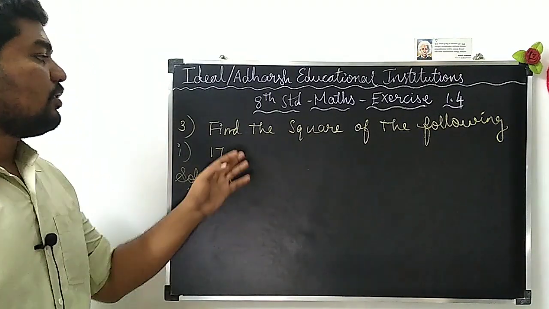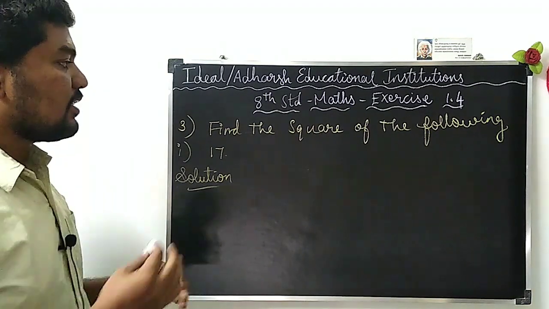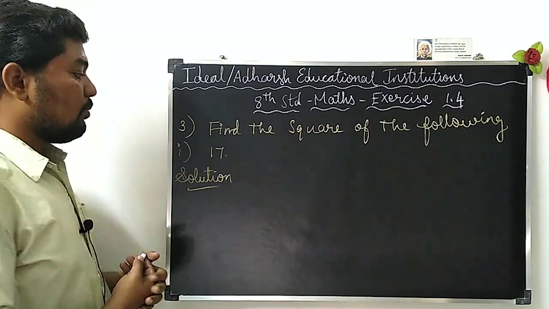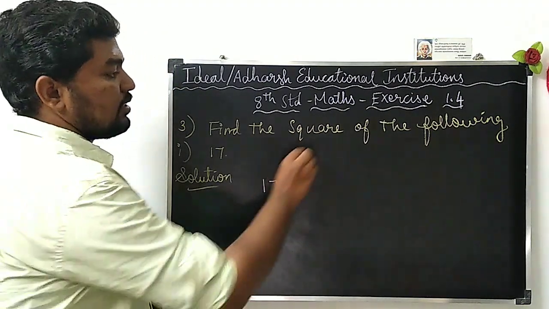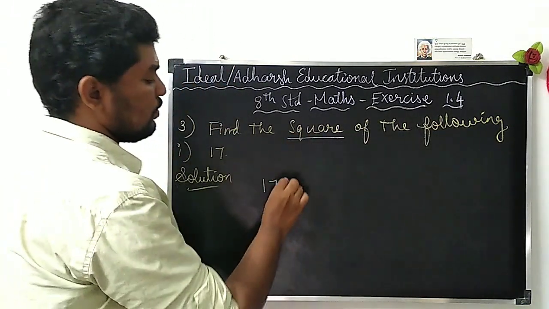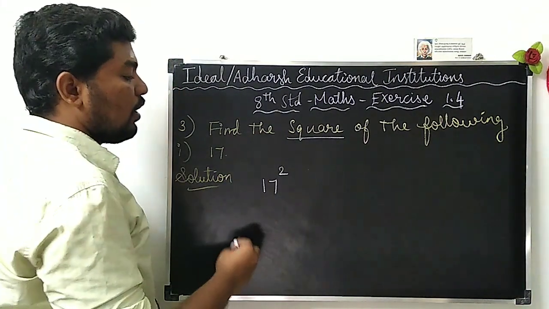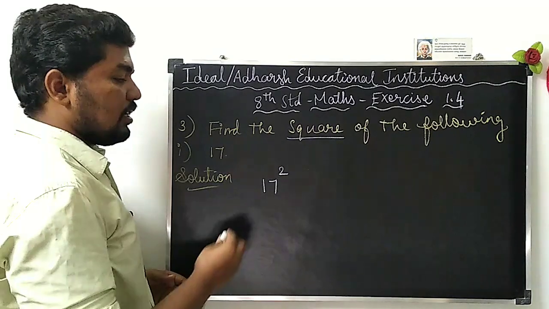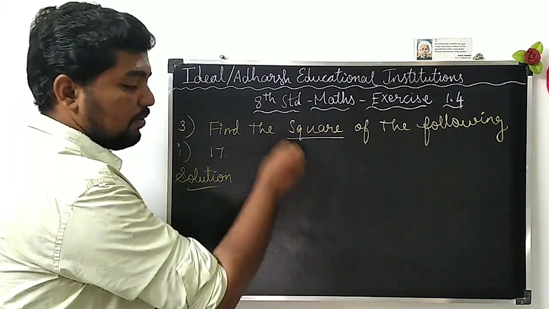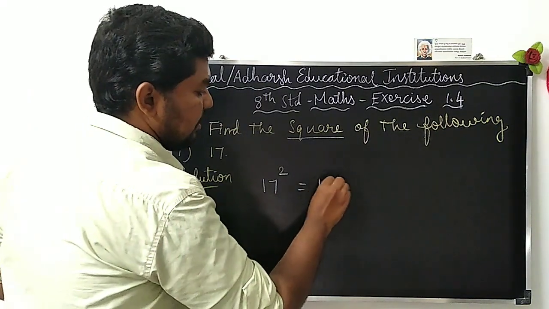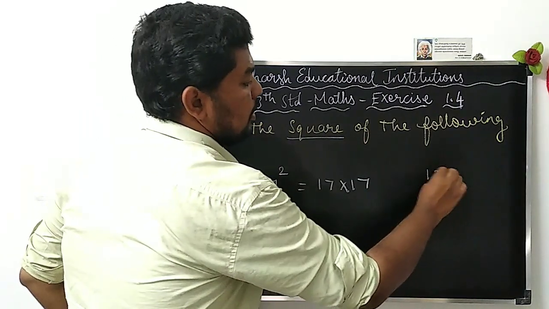The third question is: find the square of the following. First sum: 17. They are asking for the square value of the given number. So first you write the question, 17. Square means power 2, so 17 squared. How can you find the square of a number? Just multiply the number by itself as many times as the power value. So 17 into 17, that's all. It's normal multiplication only.